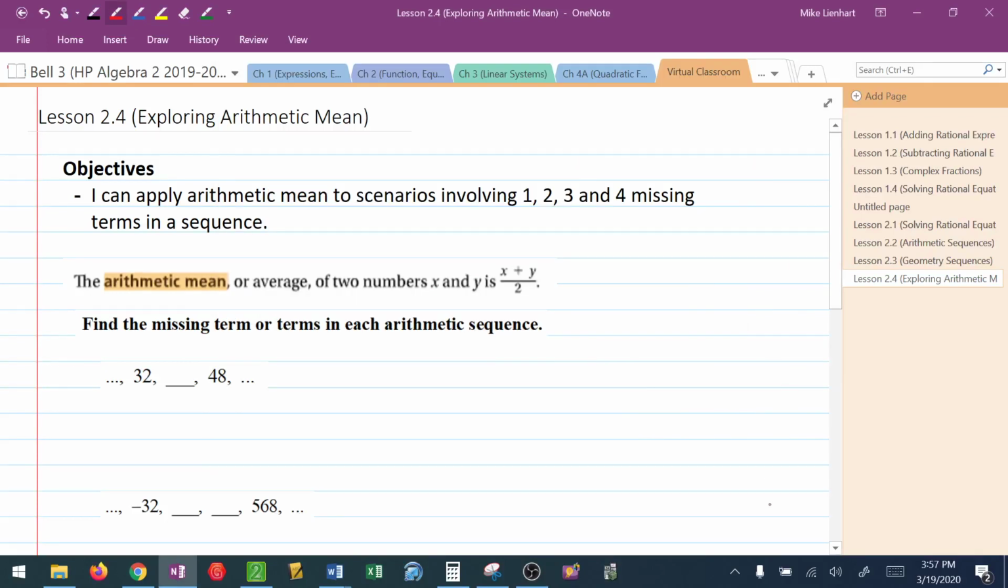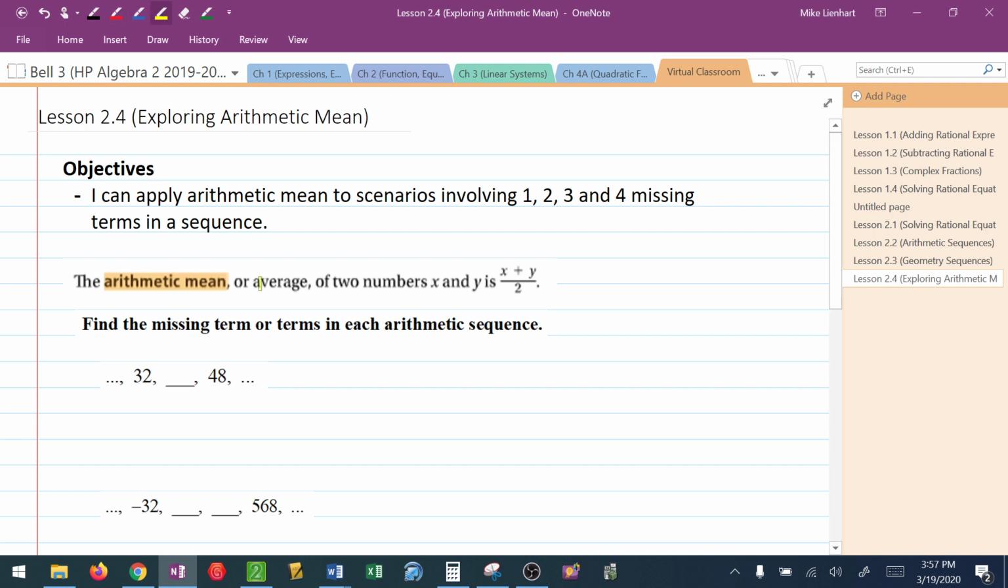Okay, so this next lesson is on what I call exploring arithmetic mean. All right, we have a simple objective here. It says I can apply arithmetic mean to scenarios involving one, two, three, and four missing terms in a sequence. All right, well, the first thing we have to do is understand what is this thing called arithmetic mean.